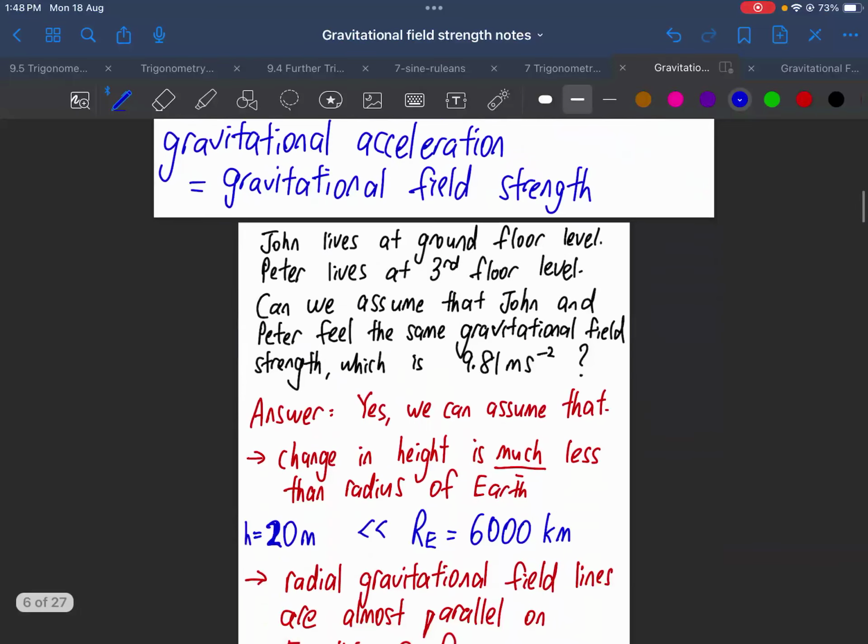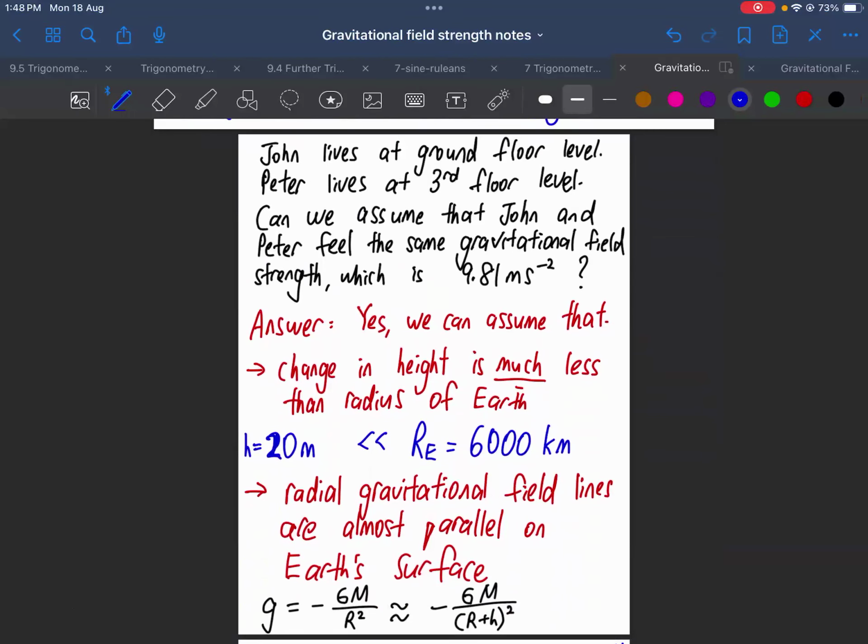Now let's say we are living in a compartment, all right? So let's say John lives at ground floor, Peter lives at third floor. Can we say that John and Peter feel the same gravitational field strength? The answer is yes, definitely. Because the difference in height between the ground floor and the third floor is so much less than the radius of the Earth. The change in height between the first floor and the third floor is like nothing compared to the radius of the Earth.